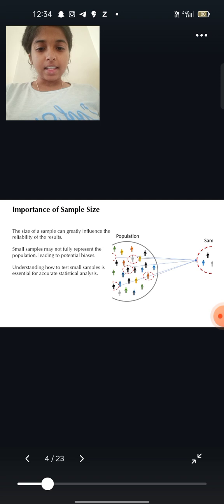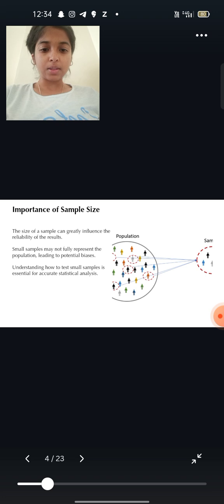Importance of sample size. The sample size can greatly influence the reliability of the results. Small samples may not fully represent the population, leading to potential biases. Understanding how to test small samples is essential to accurate statistical analysis.